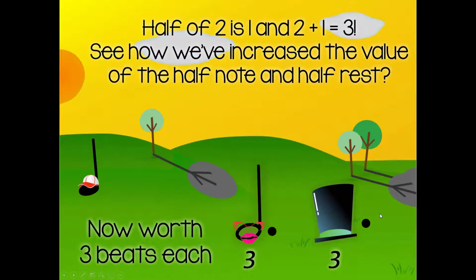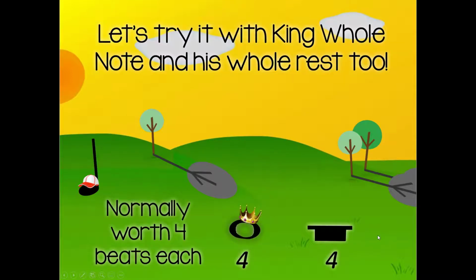Half of 2 is 1, and 2 plus 1 equals 3. See how we've increased the value of the half note and half rest? They are now worth 3 beats each. Let's try it with the whole note and his whole rest too.